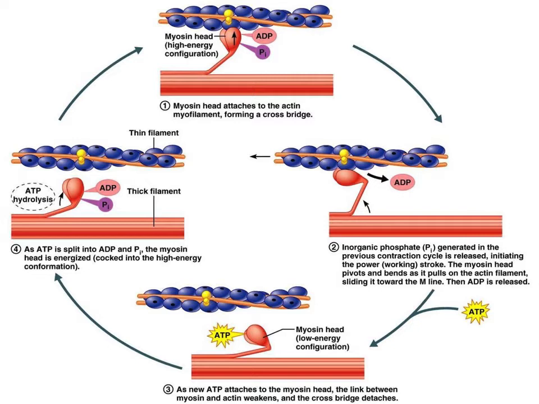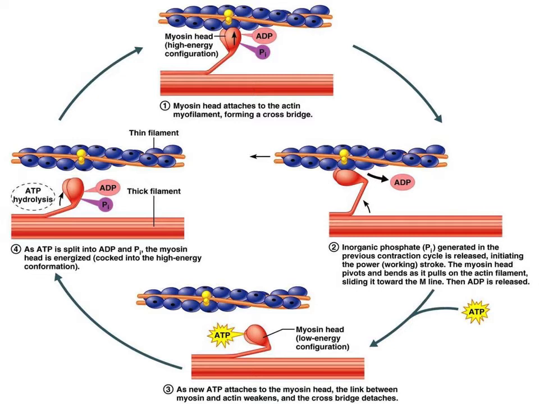How did we start? We started detached, didn't we? And then the head attached. Well, obviously, if we're going to do another power stroke, we have to detach and reattach, detach and reattach. Well, how do we release the head from actin? Well, we get another ATP and it binds to the head. And that high energy ATP molecule allows the two to detach from each other, weakens the bond, and it detaches.